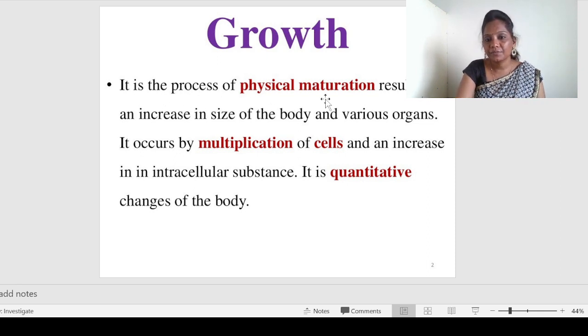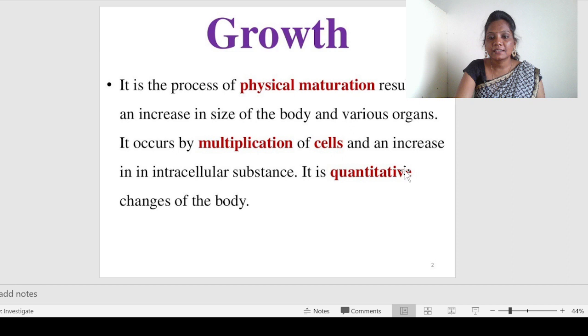It is a process of physical maturation resulting in an increase in the size of the body and various organs, and it occurs by multiplication of cells and an increase in the intracellular substance. It is a quantitative change of the body. You have to include this word in the definition. It is a repeatedly asked question.